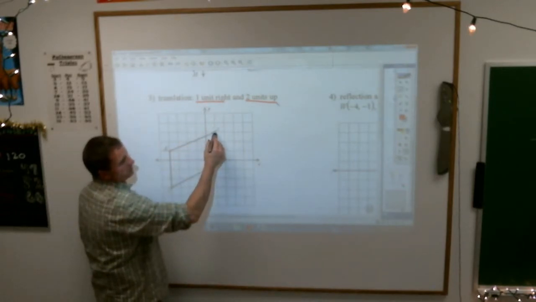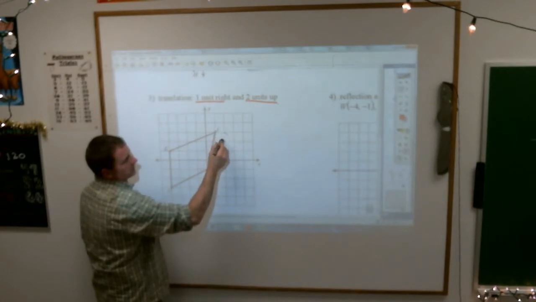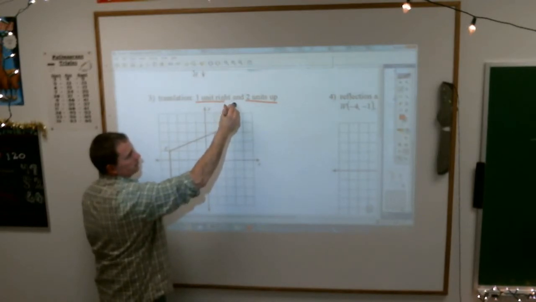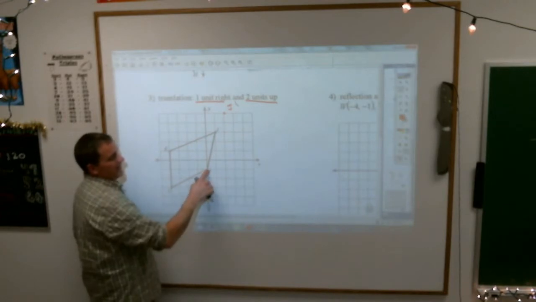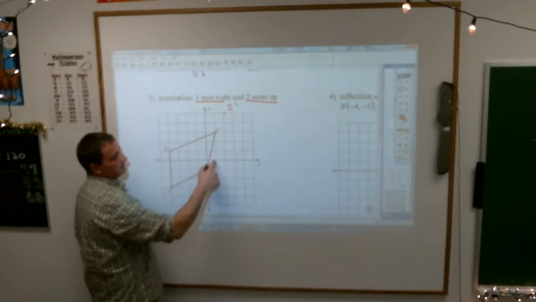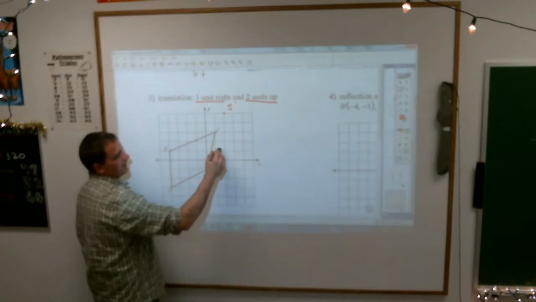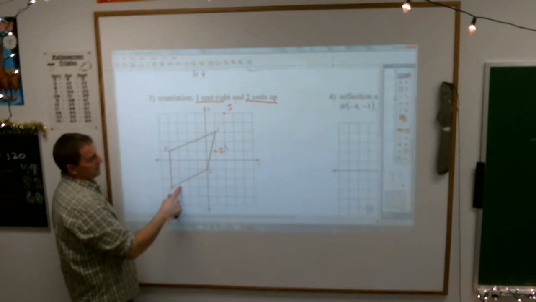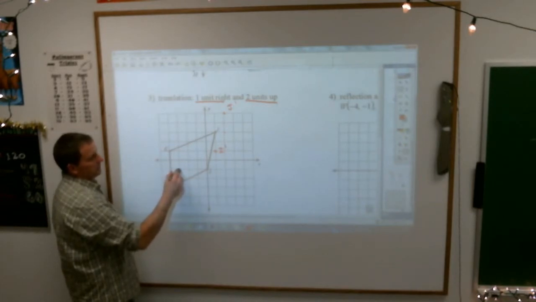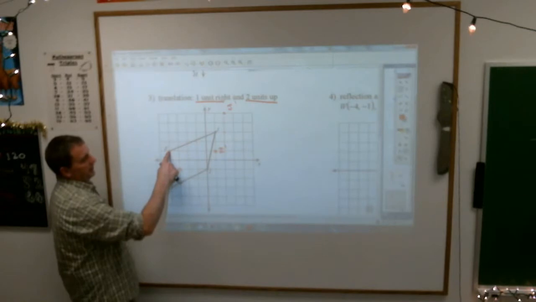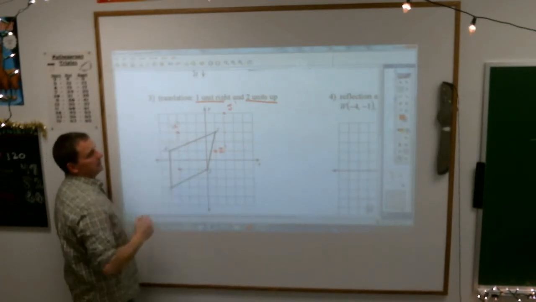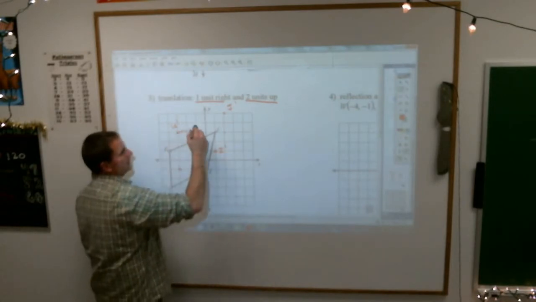1 unit to the right. So here's J. 1 unit to the right puts you here. 2 units up from that point goes right here. 1 unit right, 2 units up. There is J prime. Letter I. 1 unit right, 2 units up, puts you right there for I prime. Letter C. 1 unit right, 2 units up, puts you right here. Letter K. 1 unit right, 2 units up, puts you right there. That's K prime. And then you just take your ruler, connect the dots.